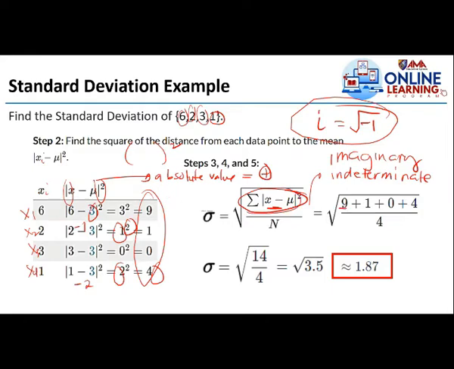So simply add the results para ma-substitute natin dito. So as you can see, in-add lang niya lahat ng pag-subtract and pag-square ng mean and yung x sub i's. So ang result is 14 divided by 4, which is the population. So kung bilangin natin to, 4 lang to. Okay, so 14 divided by 4 is 3.5. The square root of this is 1.87. And that is the standard deviation of 6, 2, 3, 1.